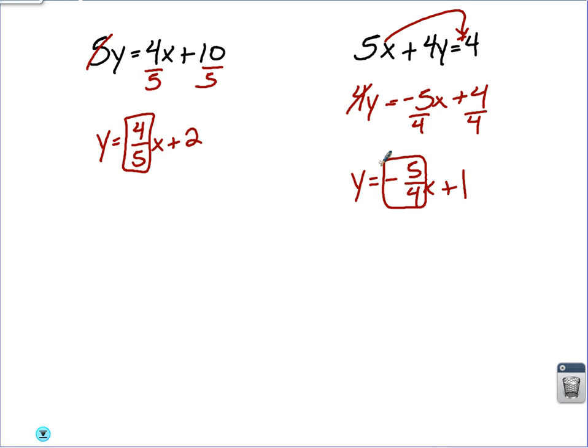Since the slopes are opposites, one being positive, one being negative, and the slopes are also reciprocals, 4/5 and 5/4, they're flips of each other, these two lines would actually be perpendicular.